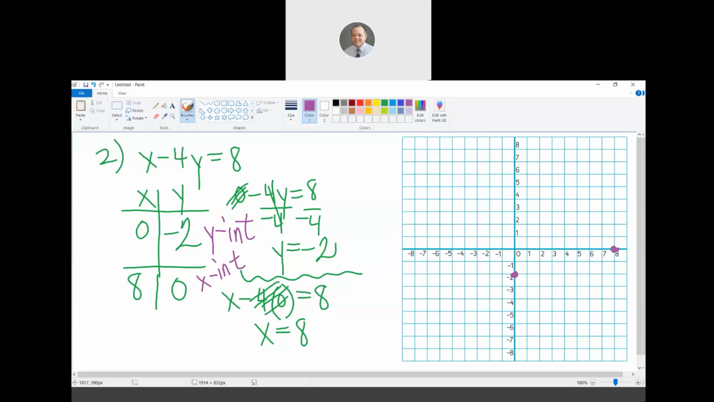Remember, in MyMathLab, when you use the graphing tool, you only need 2 ordered pairs. Once you plot those 2 ordered pairs, or once you plot the last ordered pair, MyMathLab will draw a line through the points for you. So here's the graph of our line.